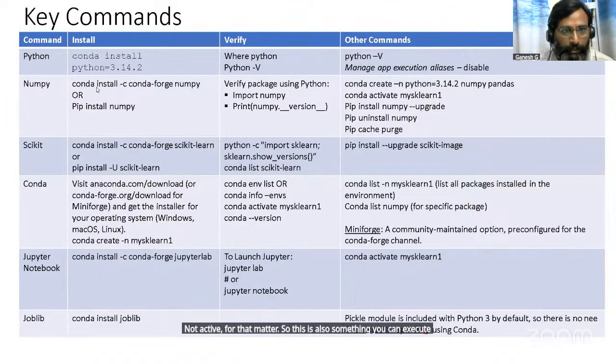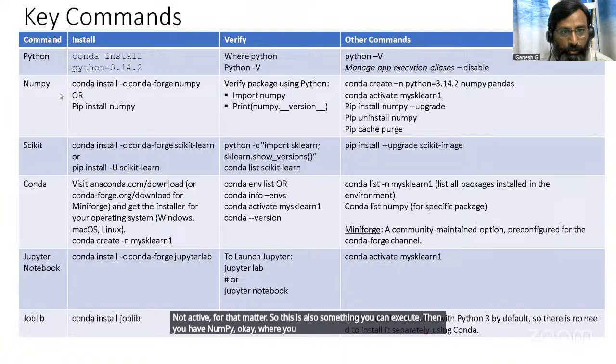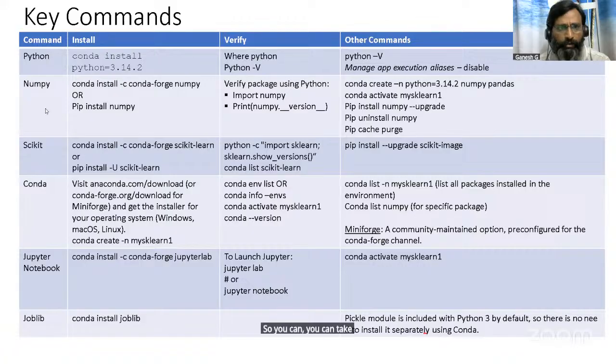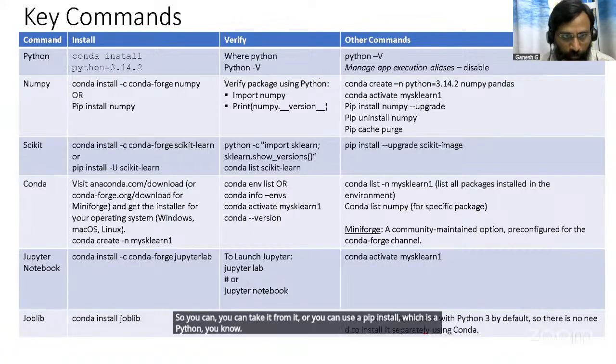Then you have NumPy, where you can install using conda install. Then this is the channel, the conda-forge channel. It's a pre-configured channel. It has a range of libraries supported within Conda. So you can take it from it, or you can use pip install, which is the Python way of doing it. Okay, you have installer packages which support NumPy too.